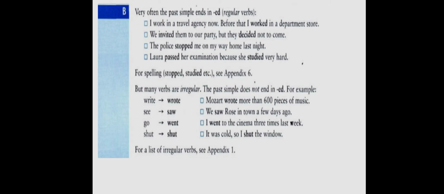I work in a travel agency now. And this is a job for a long period of time. So we say I work, not I am working, although we find the word now in the sentence. But still this is a very long action. When you work for an agency or for a certain company, you work for a long time, years. That's why we don't use the present continuous. We use the present simple, though we have the word now.